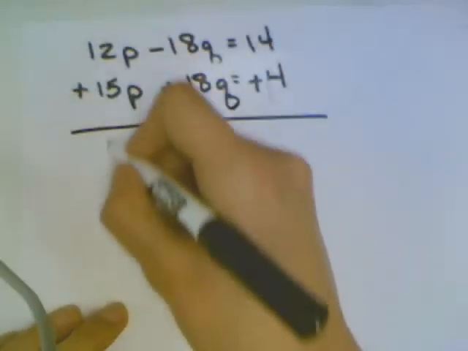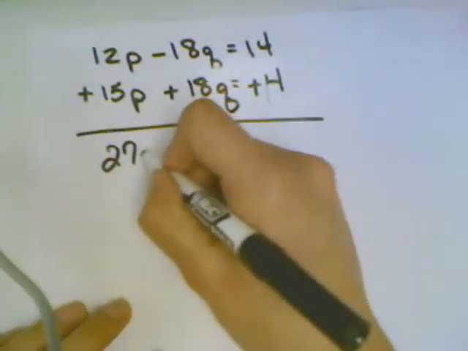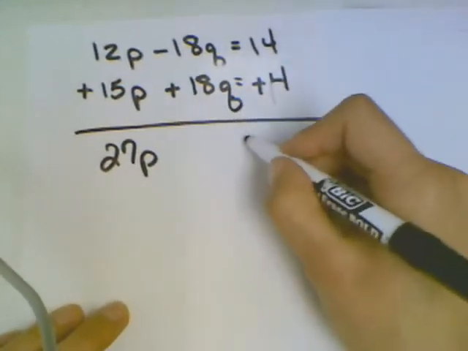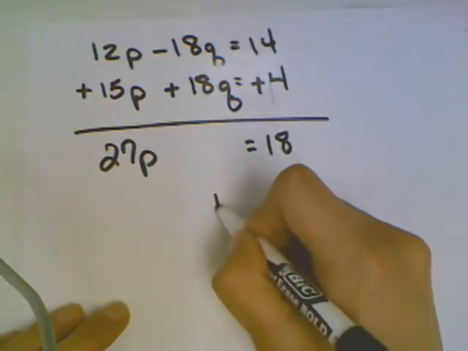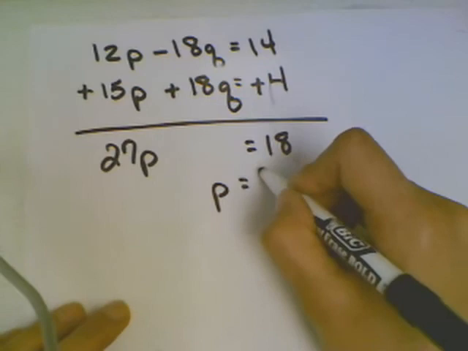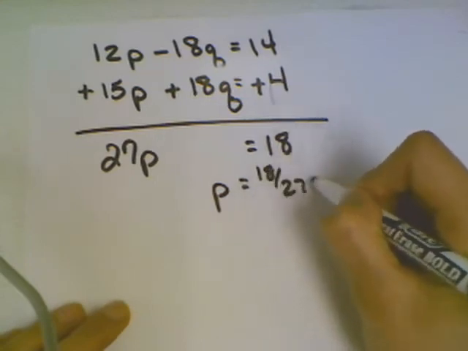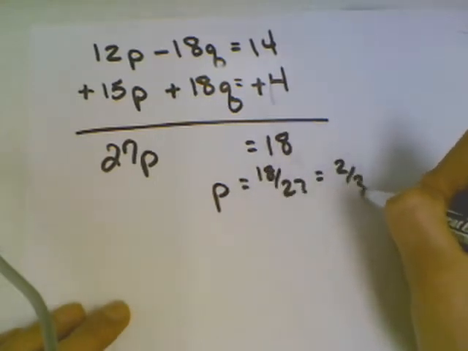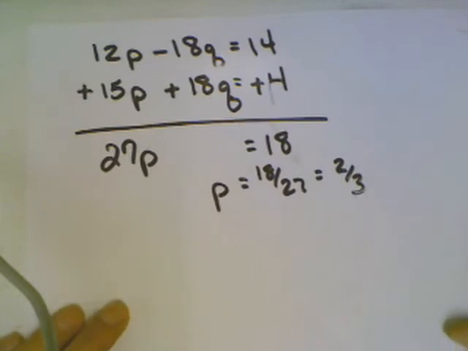Now when I add the q's together, it will become 0. So what do I get when I add the two equations together? 27p, this is 0, equals 18. If I divide both sides by 27, 18 over 27 reduces down to 2/3. So p must be 2/3.